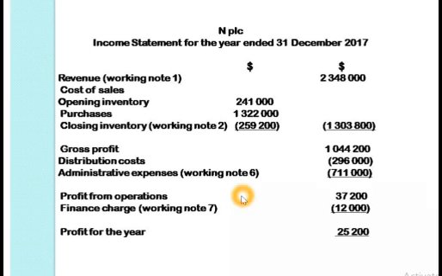$37,200, and from this we are going to subtract the financial charges which we calculated in the 7th working notes, which is $12,000, and once we do that, we get the profit for the year as $25,200, which will complete our income statement.